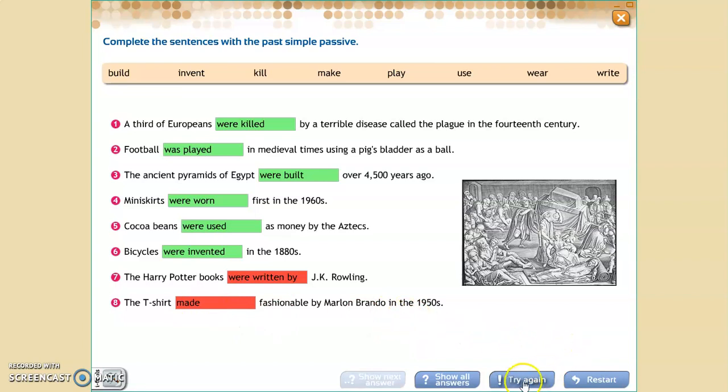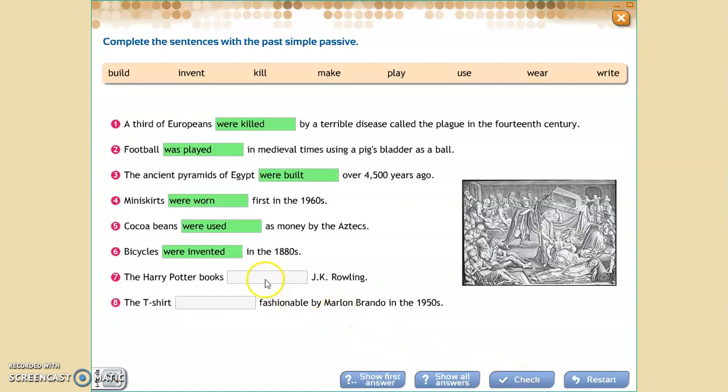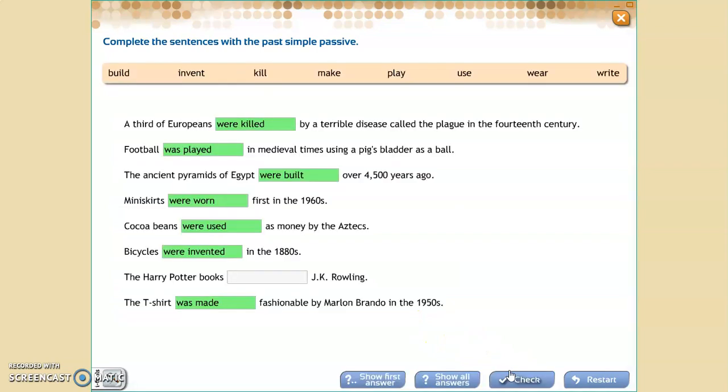Okay. So if I try again, the last were written by, and the t-shirt was made fashionable. Okay, we can check. Okay, try again.